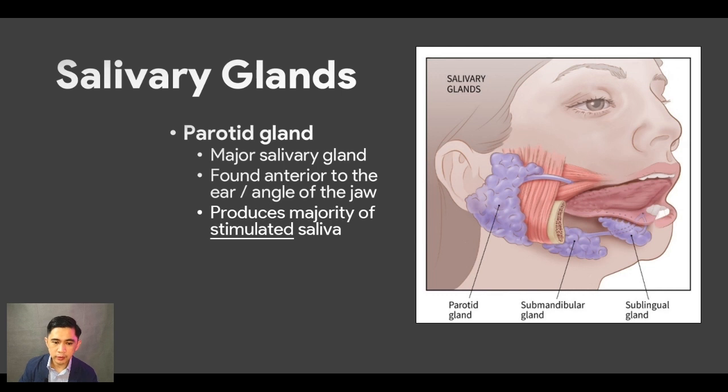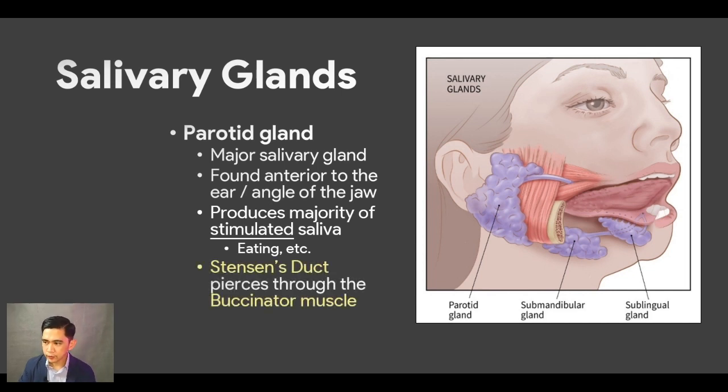It produces the majority of stimulated saliva, meaning when we eat or when we have the stimulation of food, or the sight of food, this is what we call the stimulated saliva. The parotid gland produces saliva and it transports the saliva through the Stenson's duct. This is the Stenson's duct. The Stenson's duct carries the saliva inward into the mouth, piercing through the buccinator muscle.